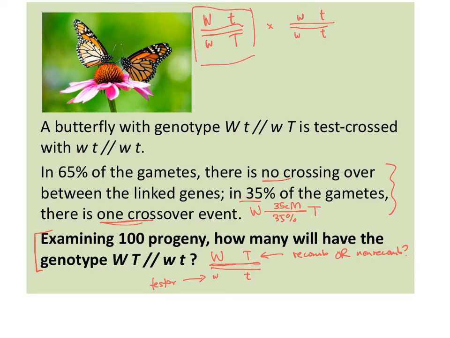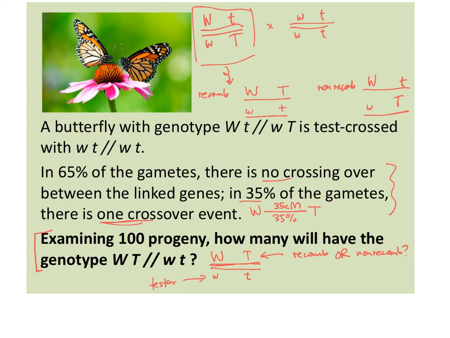Do you see a big W, big T chromosome? I don't. I see a big W, little t, and little w, big T. That must mean we need recombination to occur in order to get big W and big T. The other recombinant gamete will be little w, little t. And our non-recombinant gametes will be big W, little t, and little w, big T.